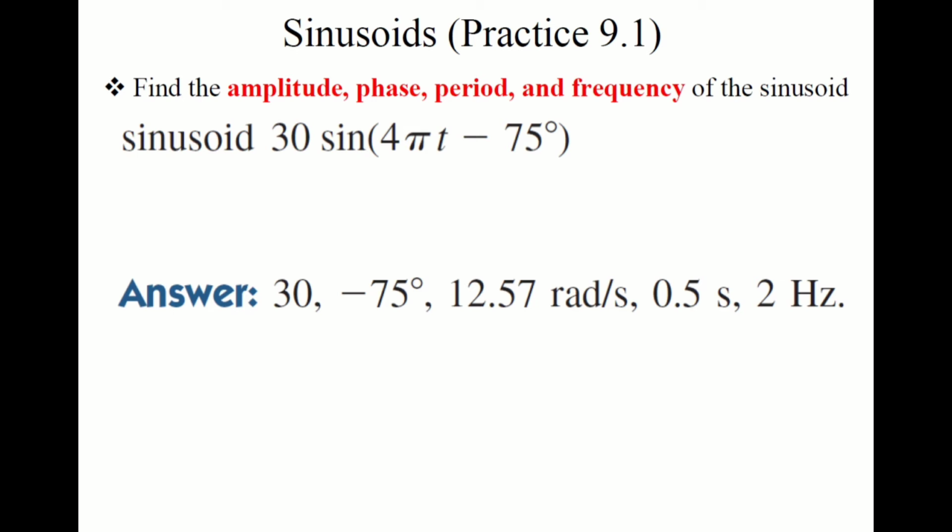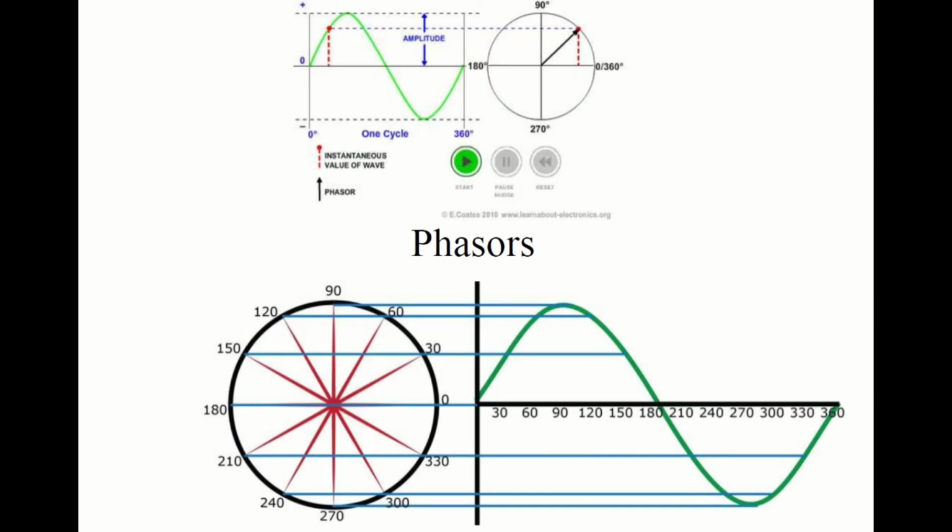So another example, you can do it yourself and check the answer, is it correct or not. So let's look into the phasor. So phasor is one of the ways how we can represent the sinusoid or sinusoidal wave into a different kind of form.